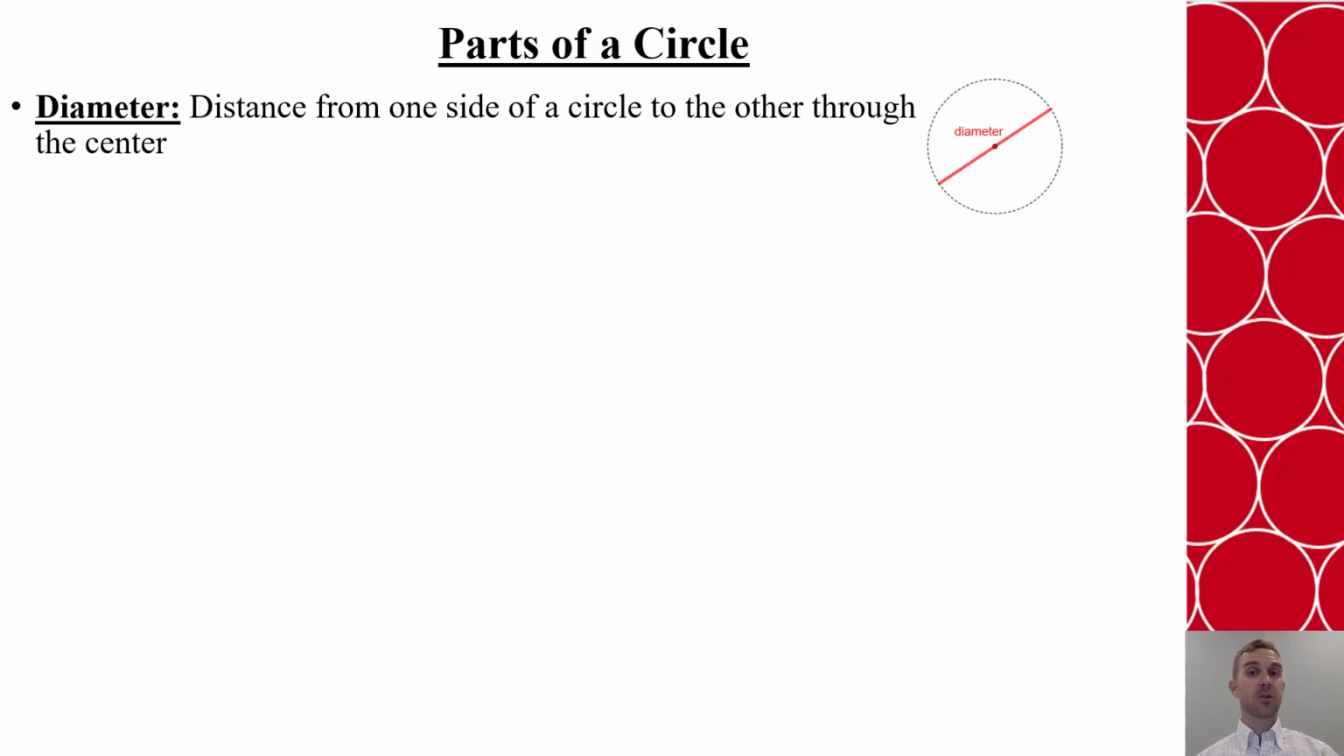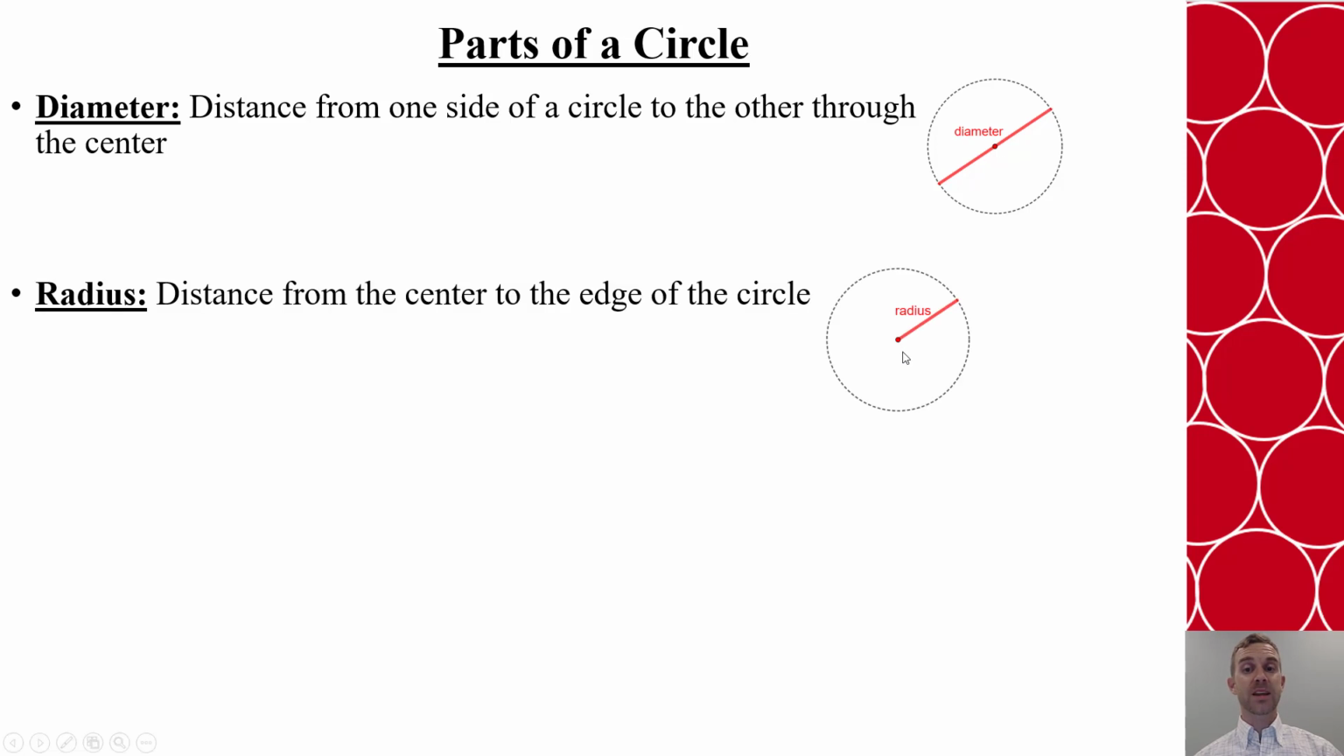First, we have the diameter. The diameter is the distance from one side of the circle to the other side, and it must go through the center of the circle. Whereas the radius goes from the center of the circle to any part of the edge of the circle.